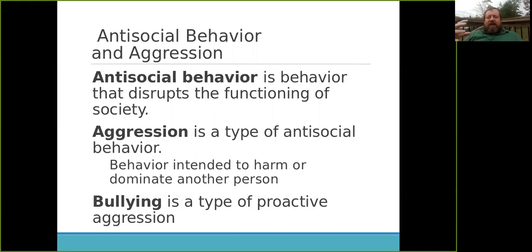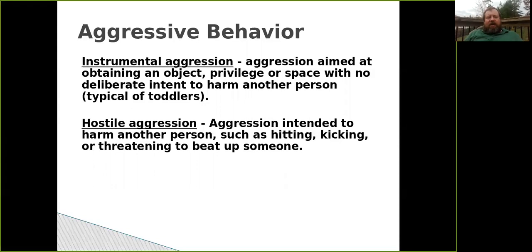And one type of antisocial behavior is aggression. At least hostile aggression is behavior that has the intent to harm or to dominate another person. Bullying is a type of this aggression, a proactive type of aggression. So, in the next few slides, I'm going to break down some terms about aggression so that we can think about it in a little more depth.